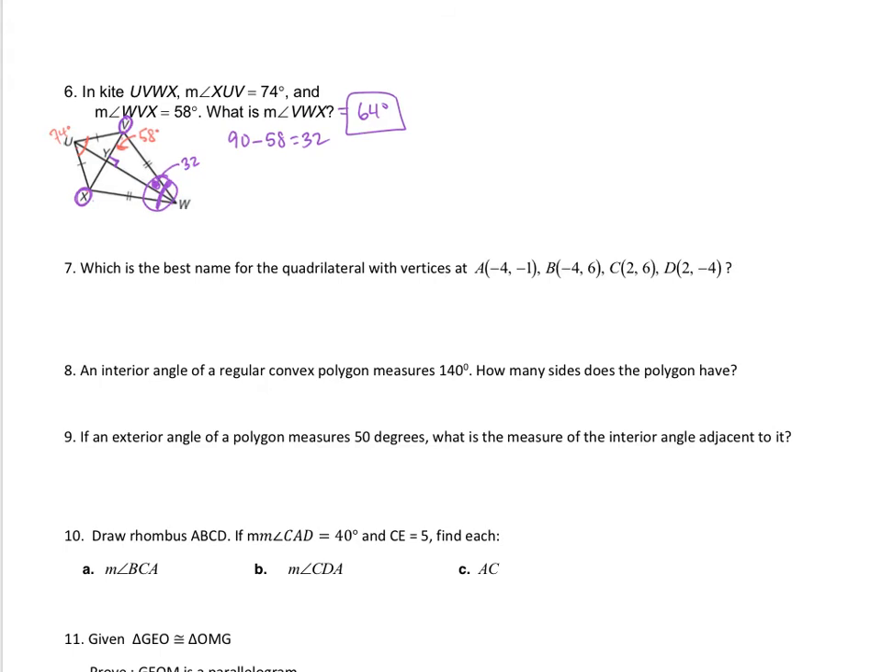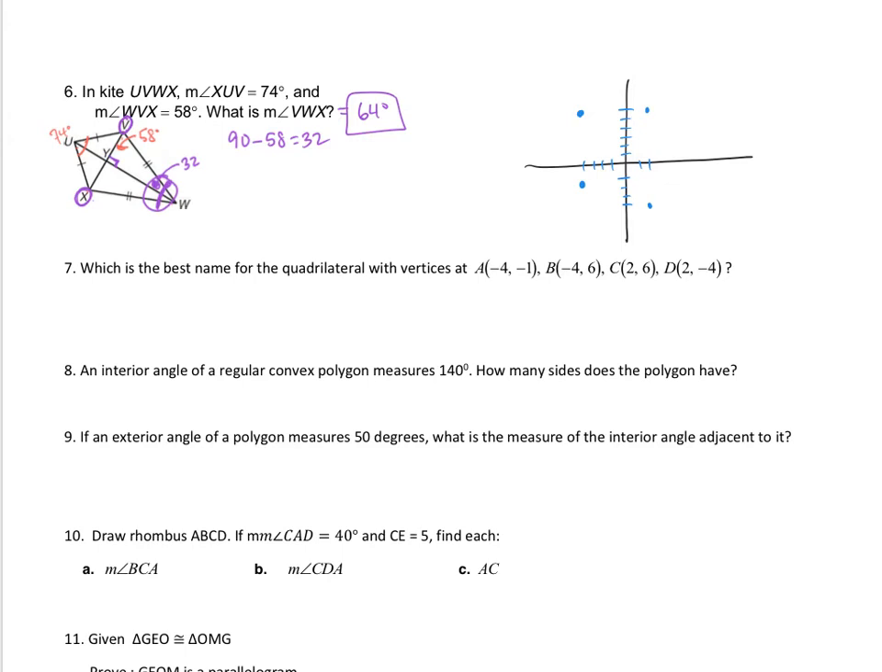Okay, moving on to number 7. What is the best name for a quadrilateral with these vertices? So let's go ahead and plot this one up here. And we'll do the best we can with this plot. So let's put these values in. We've got -4, -1. We've got -4, 6. We've got 2, 6. And we've got 2, -4.